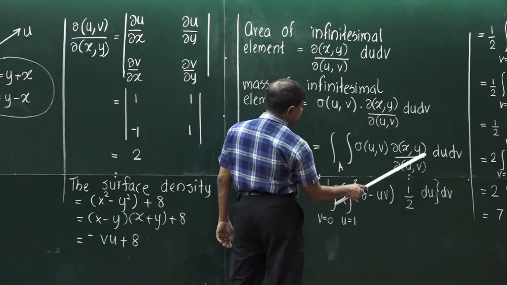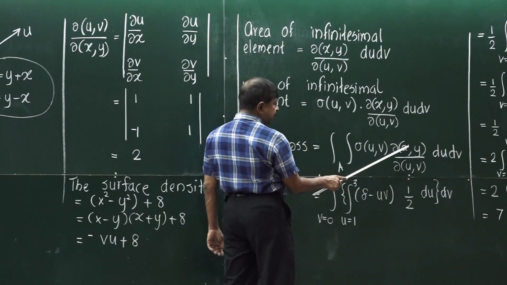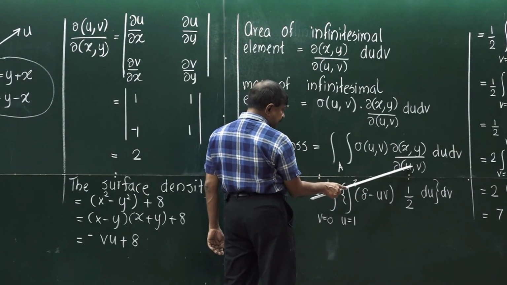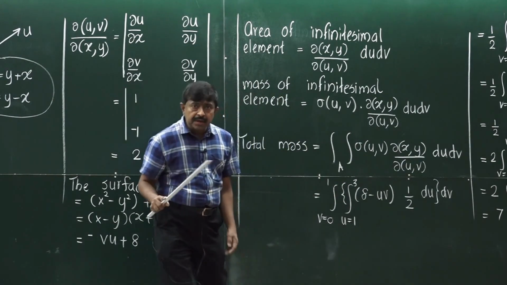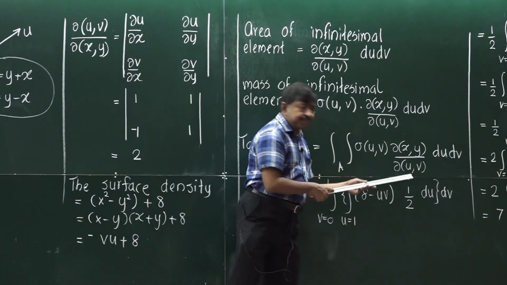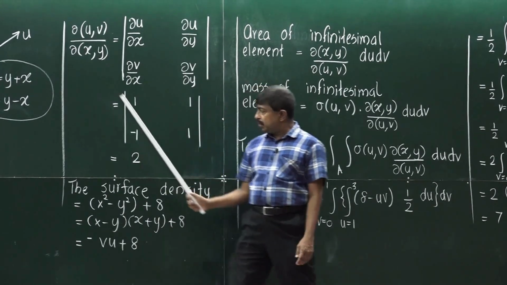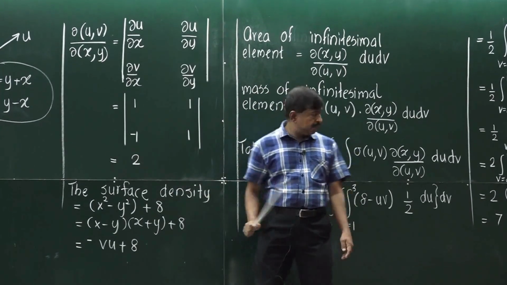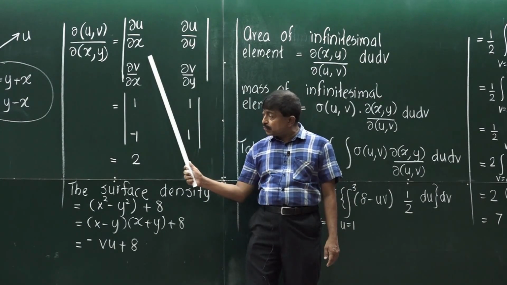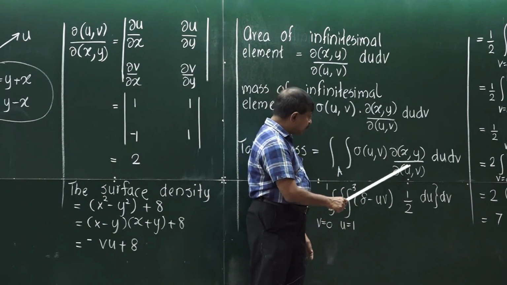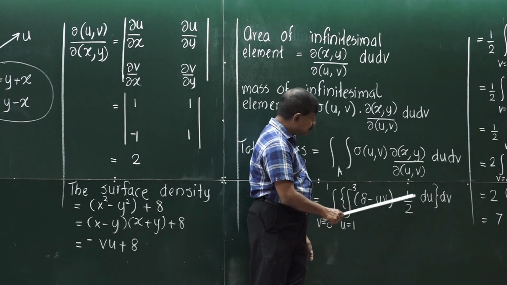Now, we need to deal with this one. The Jacobian is this. However, we did not evaluate this one. Instead, we evaluated the reciprocal. Therefore, the Jacobian is 2. Sorry, this one is 2. So, the required Jacobian is half the reciprocal.